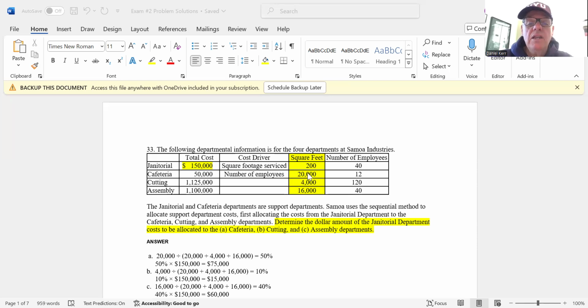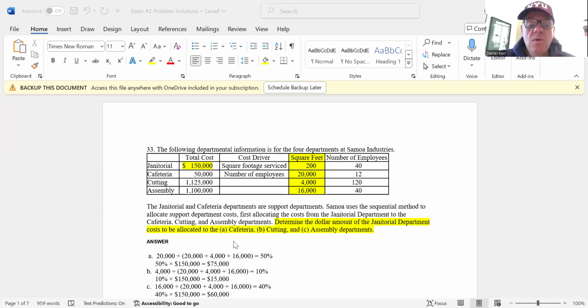And so when you do that, you take a look at the total square feet from each department. So notice janitorial, you're going to allocate the 150,000, and you're going to set up a ratio of 20,000, 44,000, and 16,000. That'll be the denominator, the number of square feet available in those 3 units that you're going to be allocating janitorial to. And then you are going to figure out the fraction that should be equated to each.